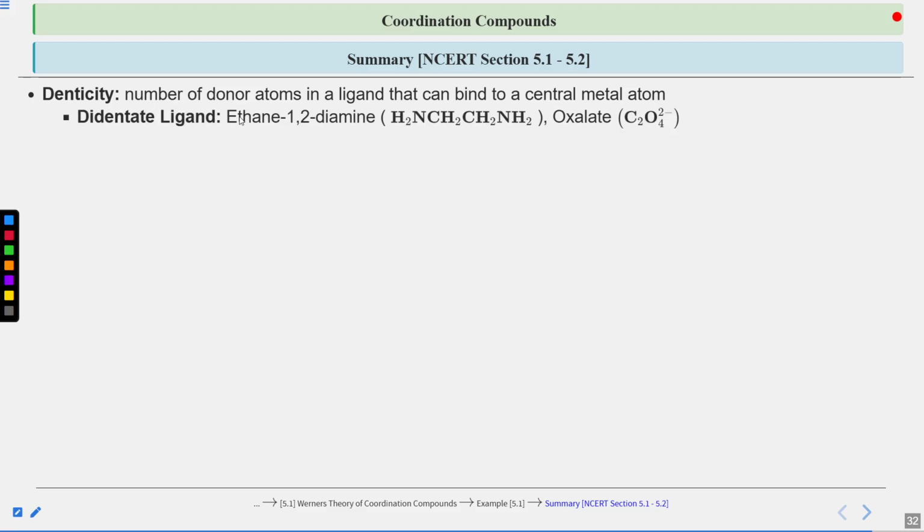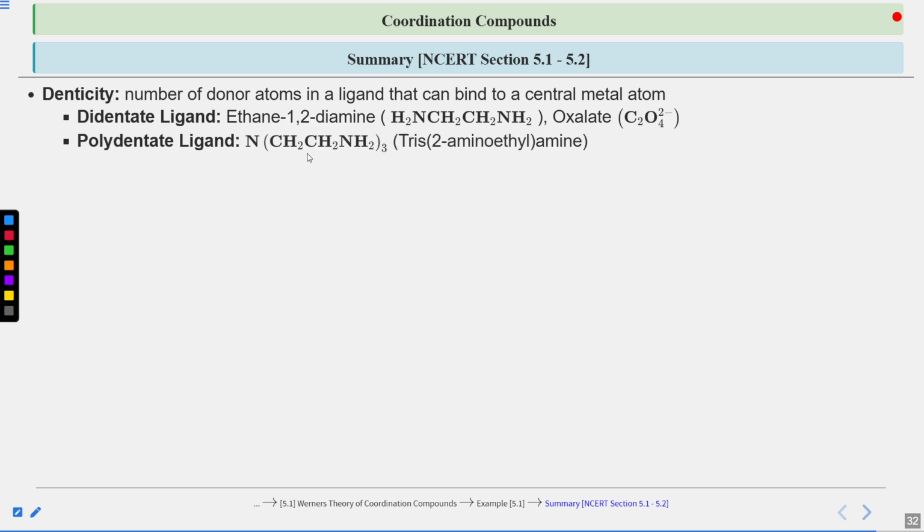A didentate ligand has denticity 2. That means there are 2 donor atoms present in this ligand. An example is ethane-1,2-diamine, NH2CH2CH2NH2. Both nitrogens will act as donor atoms here. Oxalate, C2O4 2 negative, is another example; 2 oxygens are going to act as donor atoms.